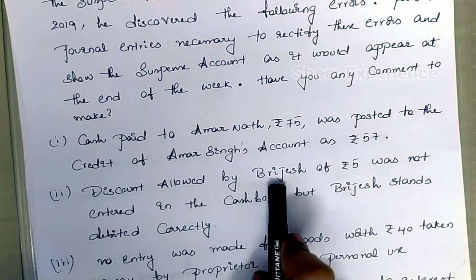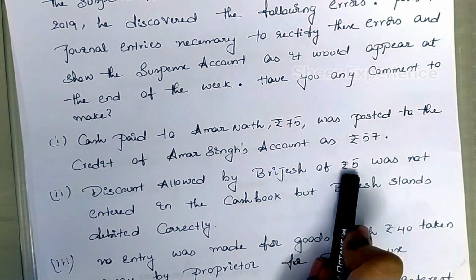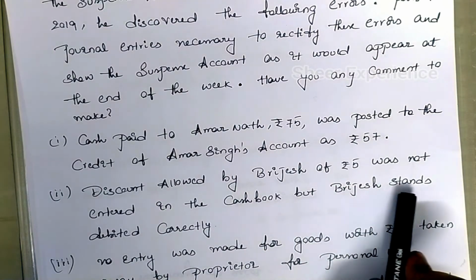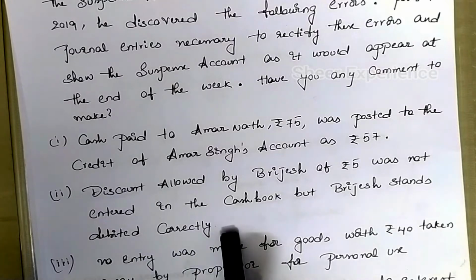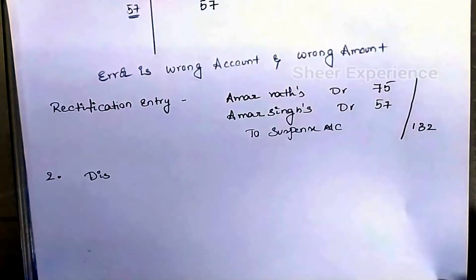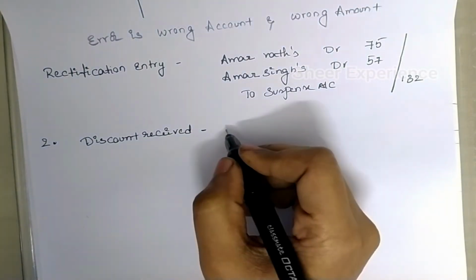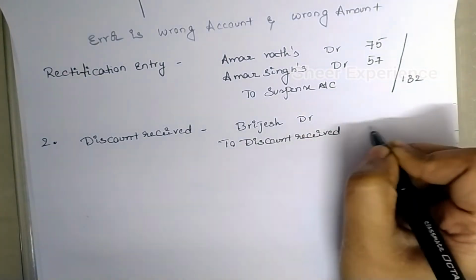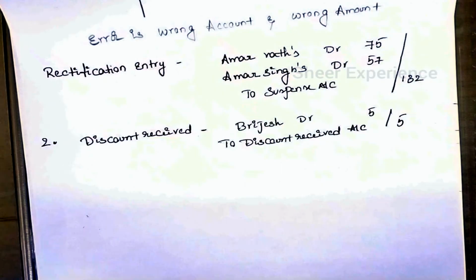Our next error is discount allowed by Brijesh of 5 was not entered in the cash book, but Brijesh stands debited correctly. In the error it states discount allowed by Brijesh. That means we have received discount from Brijesh. Whenever we receive discount from our creditor or supplier, the entry is creditor named debtor to discount received account. Here we have received discount from Brijesh. So the entry is Brijesh debtor to discount received account and the amount is 5.